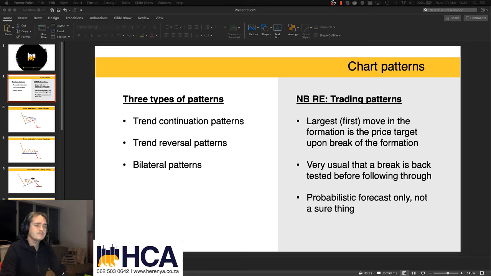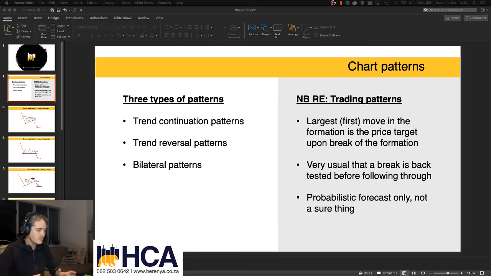Alright, so I also want to spend some time explaining how these patterns are formed. In essence, I want you to think about how the hundreds of thousands and millions of people interact with each other every single day in the marketplace. The JSE is obviously not that big, but think of the New York Stock Exchange, London Stock Exchange, and so on. There are literally millions of market participants interacting with each other every single day, and they're interacting around one thing only, and that thing is price.